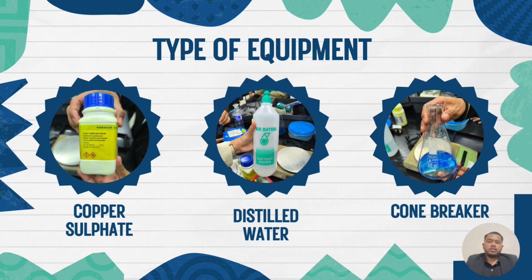The equipment includes the following components. First, copper sulfate. This is used to prepare the solution for the testing process. Second, distilled water. It ensures the solution is free from impurities that could affect the result. Lastly, a cone breaker. This is used to prepare the copper sulfate solution efficiently.